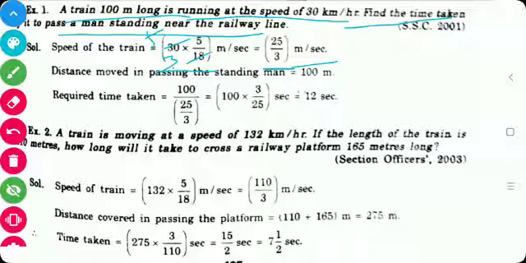Now, as we know, distance moved in passing the standing man is equal to the length of the train. So length of the train is 100 meters, so the distance for passing the standing man is 100 meters. Required time is equal to distance upon speed. So 100 meters divided by 25 by 3, means 100 into 3 upon 25. 25 fours are 100, 4 threes are 12. So it requires 12 seconds to cross a standing man.